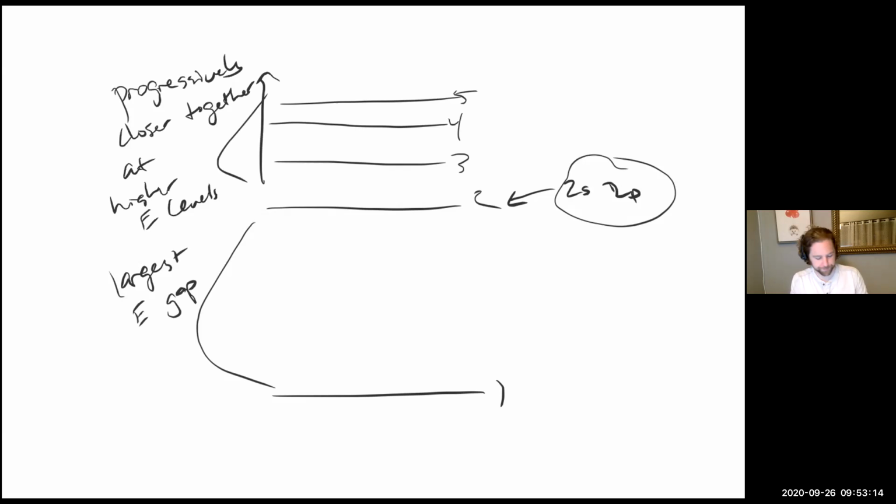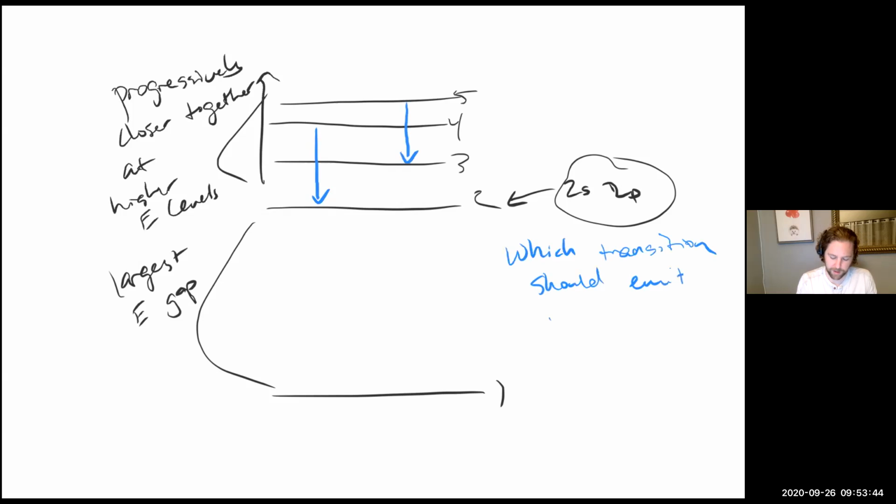So what does that mean? Here's a question for you. Would you predict a 4 to a 2 or a 5 to a 3? Which one would you predict to have a higher energy wave emitted? Which transition should emit a higher energy wave? A 4 to a 2 or a 5 to a 3?